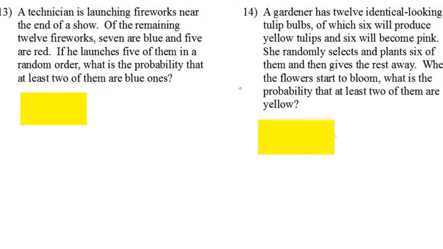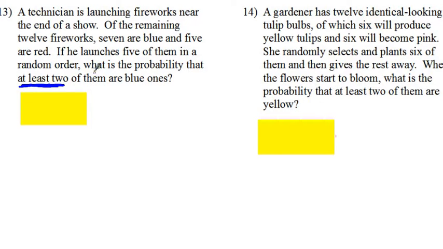Alright, so these are still problems with probability and combinations and permutations. Here's the difference though. If you read either of these questions, you'll notice at the end they're no longer asking us what's the probability that exactly 5 buttons are black or exactly 3 fireworks are blue. They're using this word. They're saying at least. And that's going to be important in terms of how we figure this out. So let's read this first and we'll figure out how to do it.